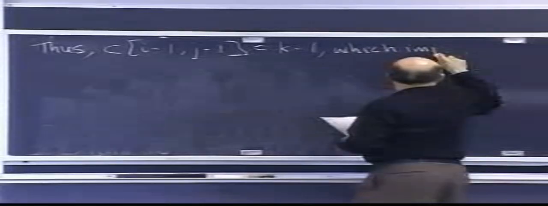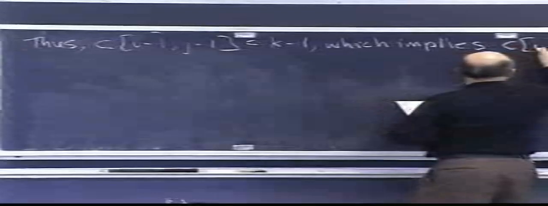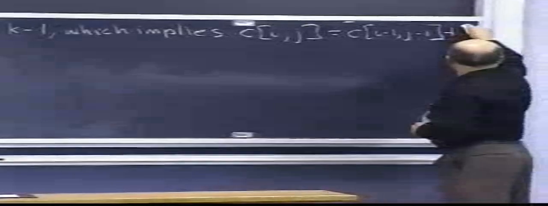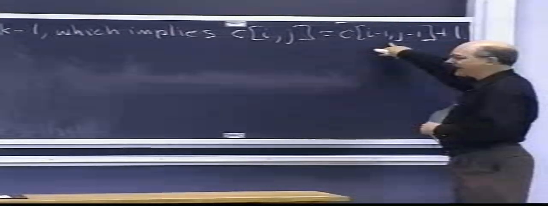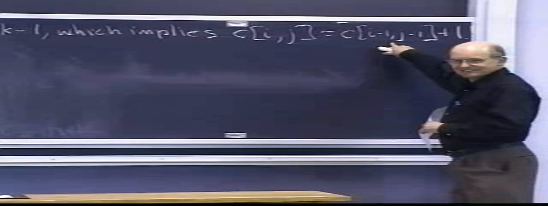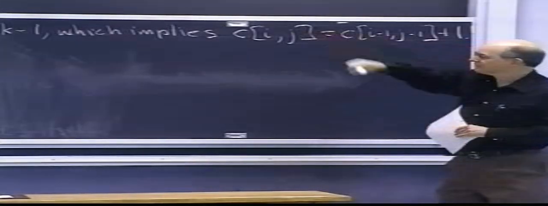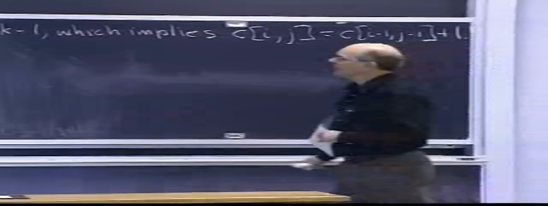Which implies that C of ij is equal to C of i minus 1, j minus 1, plus 1. Because this is just k minus 1, plus 1. And that's what we wanted to prove, for the top line of the theorem there.